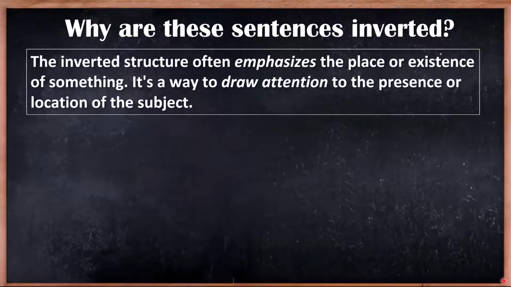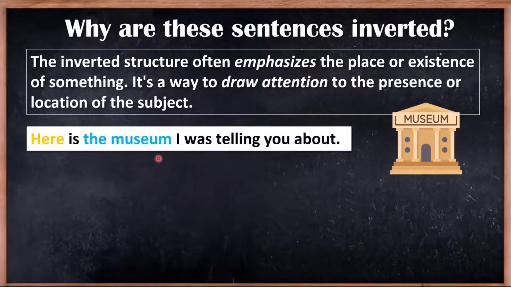So let's talk a bit more about why these sentences are inverted. The inverted structure is used because it emphasizes the place or existence of something. And we do this to draw attention to the presence or location of the subject. For example, here is the museum I was telling you about. Imagine you're walking with your friend and you walk right past the museum. Here is the museum. You're emphasizing that it's this one right here.